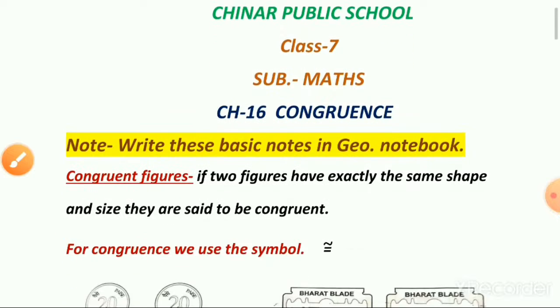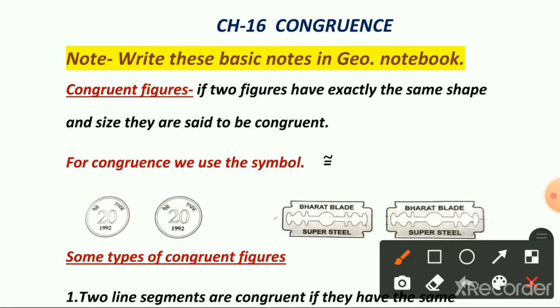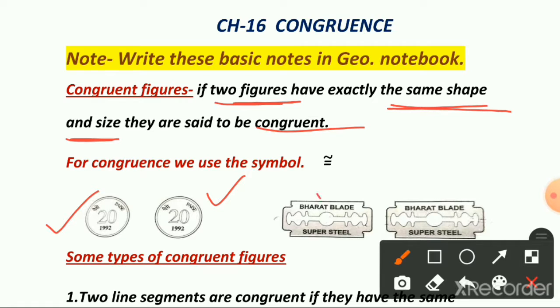So let's start with some figures. If you look at these figures, these are coins. In your daily life also you can take so many examples, like coins of the same denomination. If I take a 5 rupee coin and put it over another, they will completely cover each other. So we can say the figures are the same in shape and size as well. If two figures have exactly the same shape as well as size, they are said to be congruent.